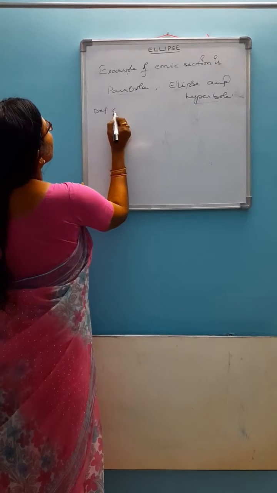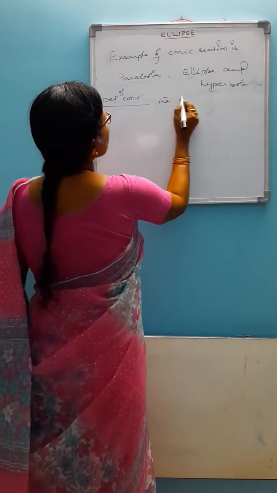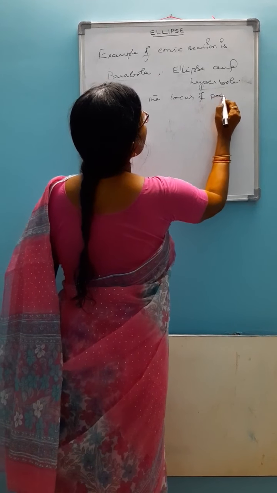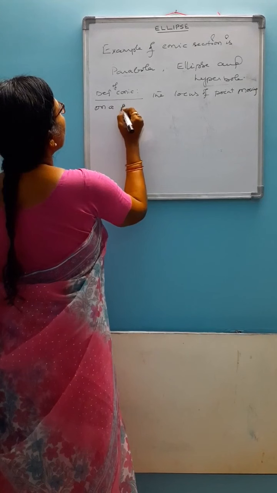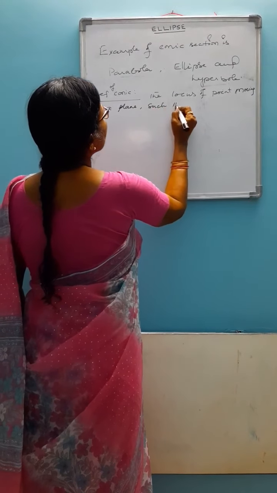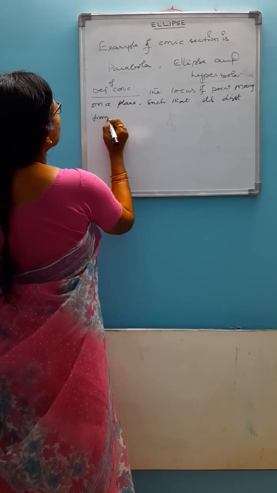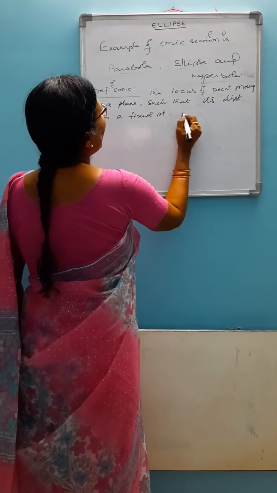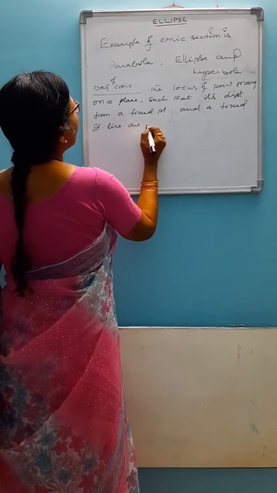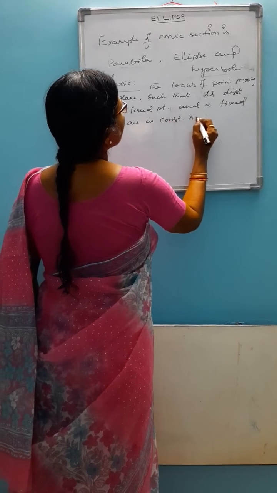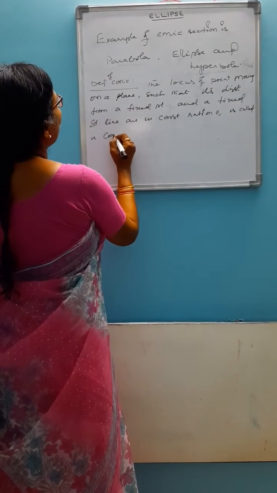Standard definition of a conic. The locus of a point moving on a plane such that its distance from a fixed point and a fixed straight line are in a constant ratio e is called a conic.